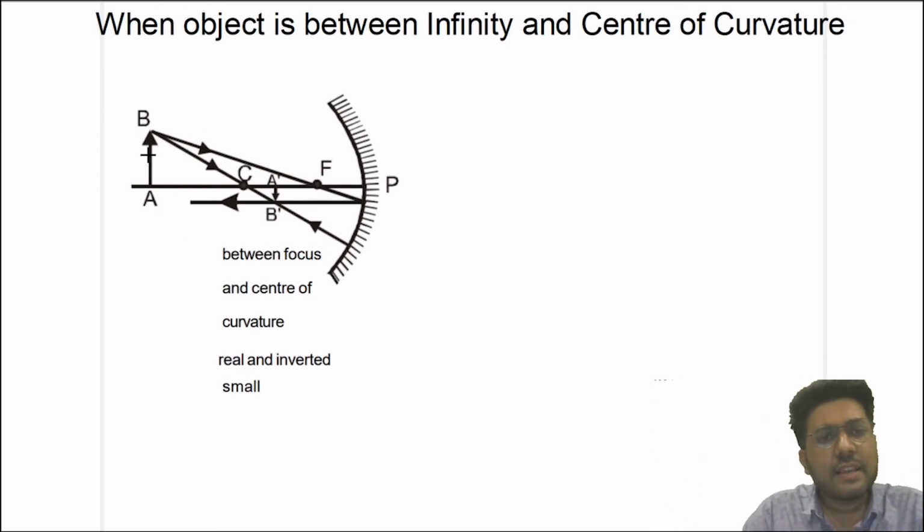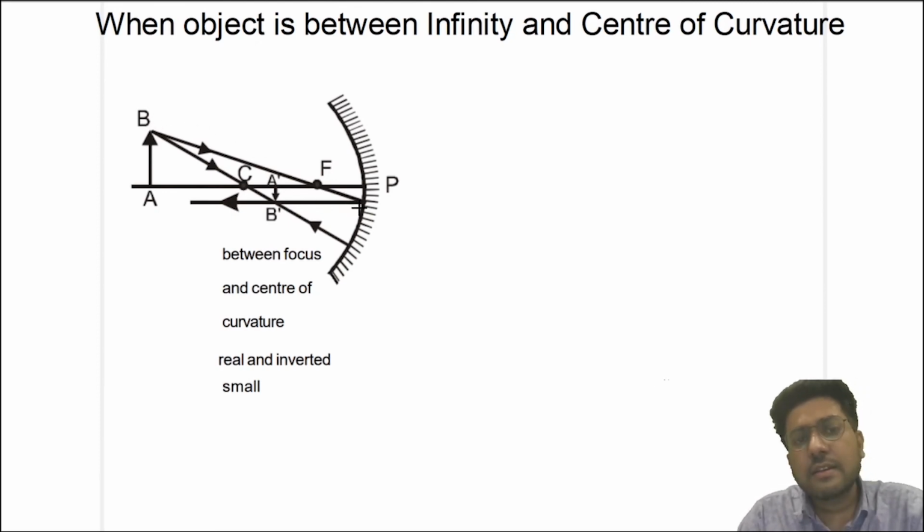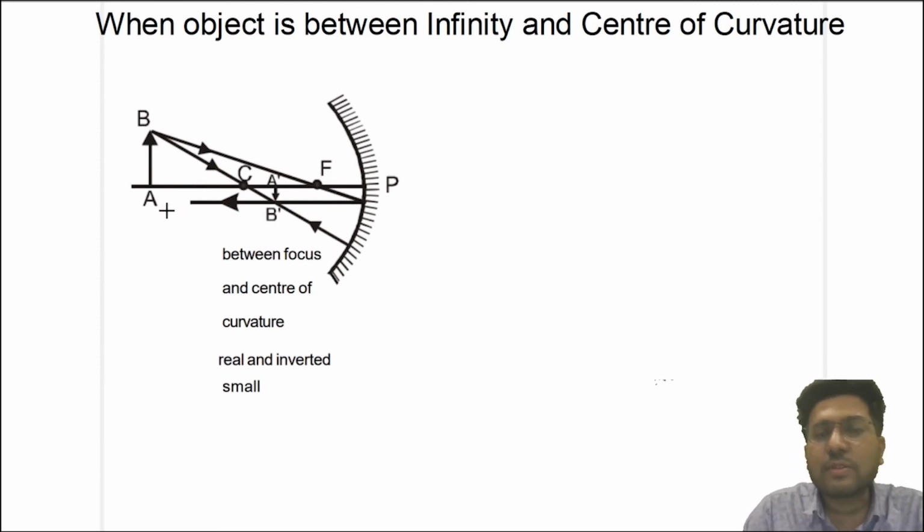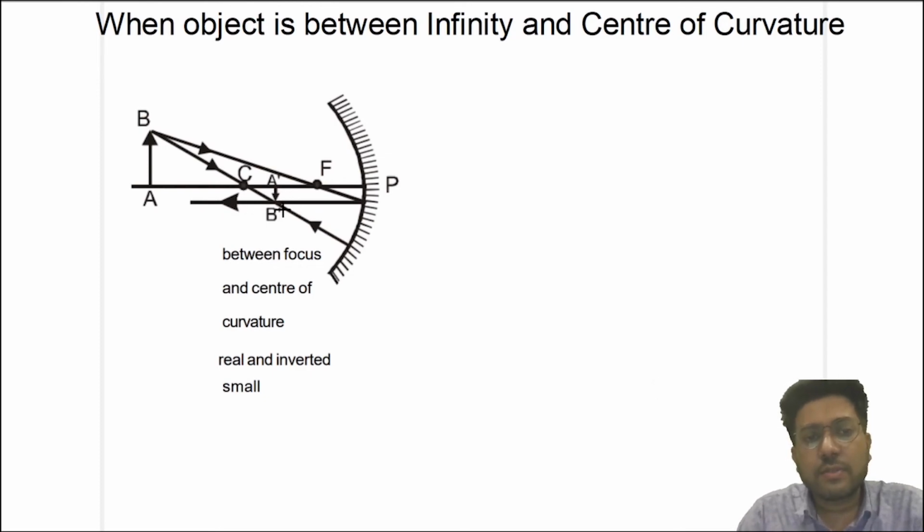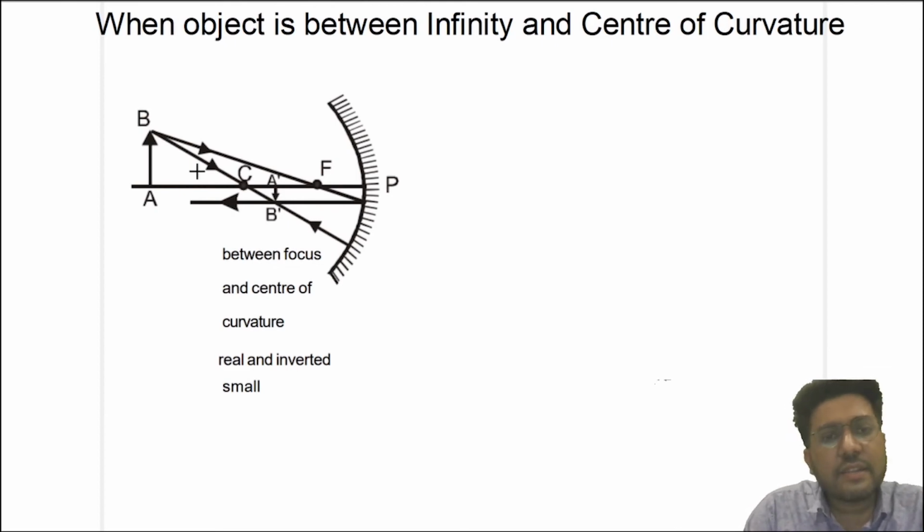So let us say we know that a ray passing through the center of curvature retraces its path. So this is the third rule. And we also know that a ray passing through the focus, after reflection, emerges parallel to the principal axis. This is the second rule. Okay, so we have used the second and the third rule. Now this is a reflected ray, this is a reflected ray. The point of intersection of the reflected rays is the image, right? So this point's image is here and this point's image will be here. So the object is this, the image is this.